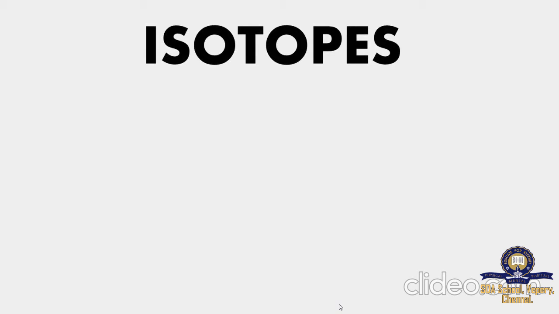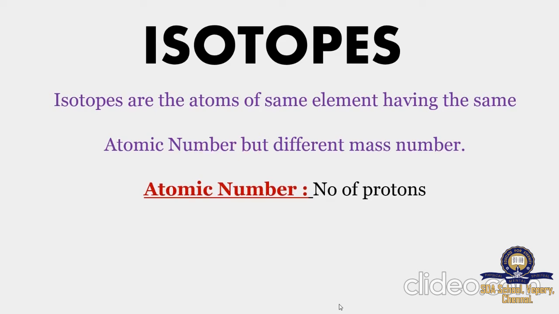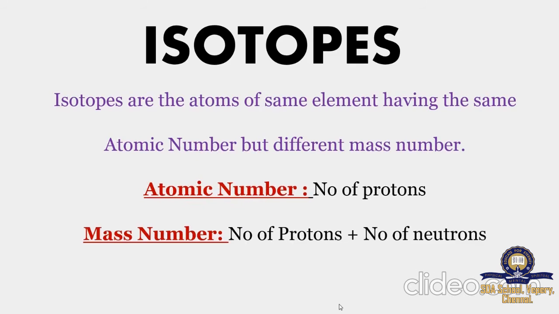So isotopes are the atoms of the same element having the same atomic number but different mass number. As we know, atomic number is nothing but the number of protons and mass number is nothing but the number of protons plus the number of neutrons. Here only the neutron changes. Since the number of protons is present in both the atomic number and mass number, but in mass number we are just adding the number of neutrons. So if neutrons vary, then mass number varies, right? So here neutron alone changes.